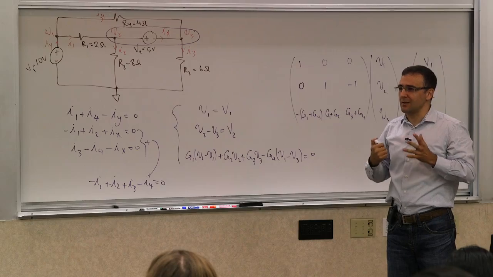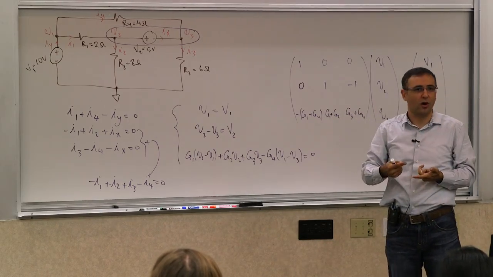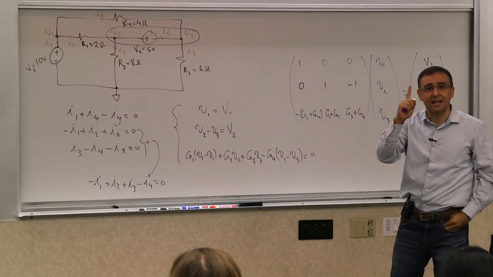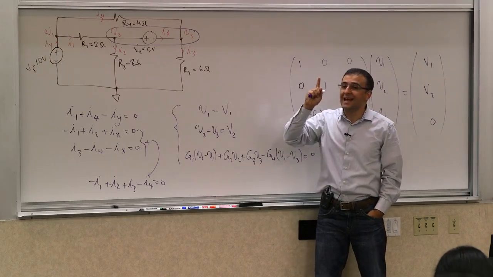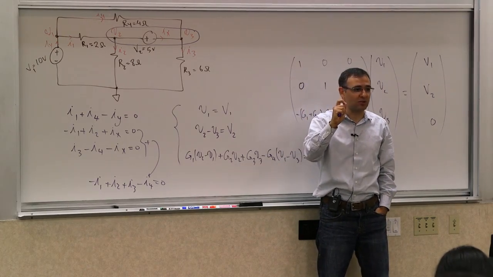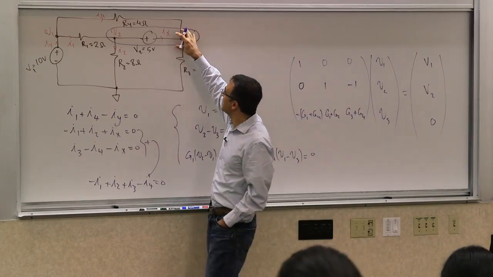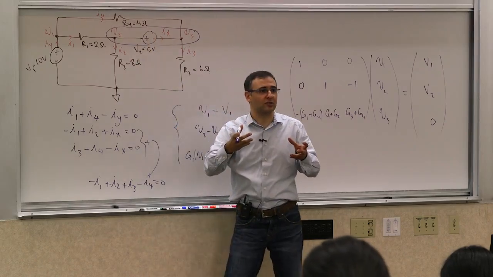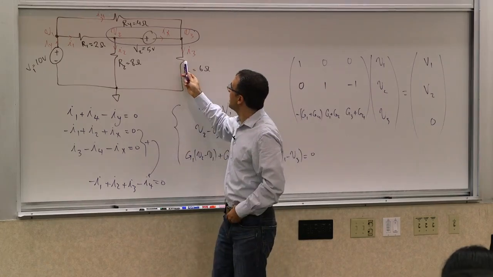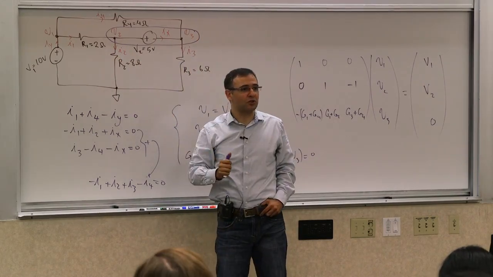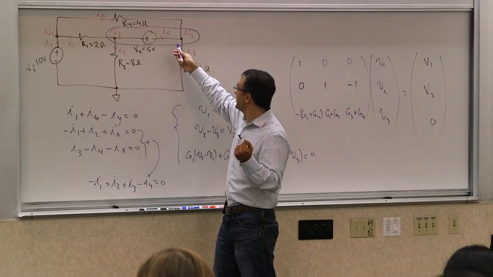Do you agree that KCL should be also valid for anything, any box, any closed path I draw? It's not necessarily for a node. And the reason that's true goes back to something we did in the first lecture: there's no net charge accumulation when you have the circuit assumption, when the dimensions are much smaller than the wavelength. So the inside of this thing cannot accumulate net charge. It cannot all of a sudden become very positive or negative. So the algebraic sum of all the charges that go in or come out has to be 0. So KCL applies to this.